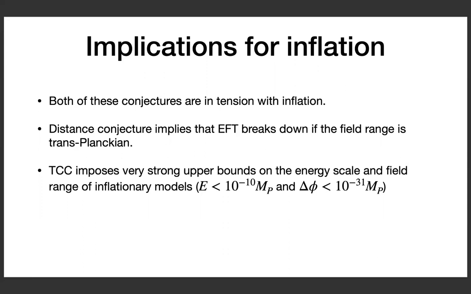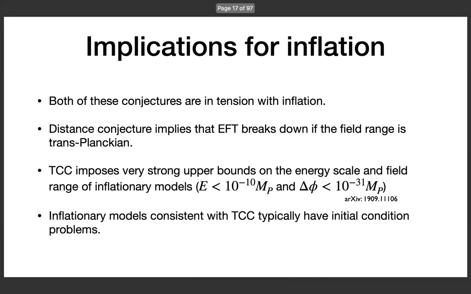Because of that, you can already guess that TCC imposes really strong conditions, and for these single field cold inflationary models, these constraints were found in this paper. You can see that the upper bounds on both the energy scale, but more importantly, the field range, are very severe. For example, when you have such a small field range for your inflationary model to work, you would need to tune the initial condition very precisely, because typically the idea is that you don't have to tune the initial condition. It will eventually go to the slow roll solution, because that's the attractor. But if your field range is too small, that's not going to happen.